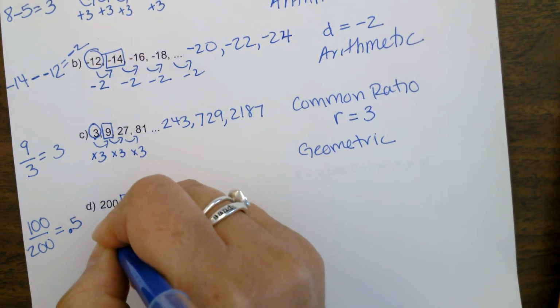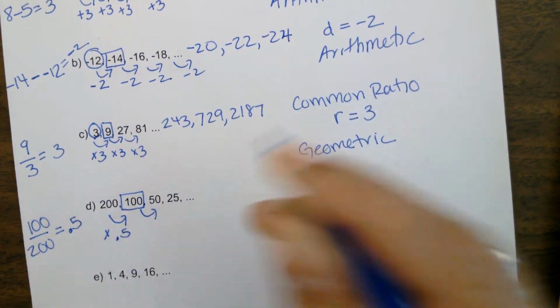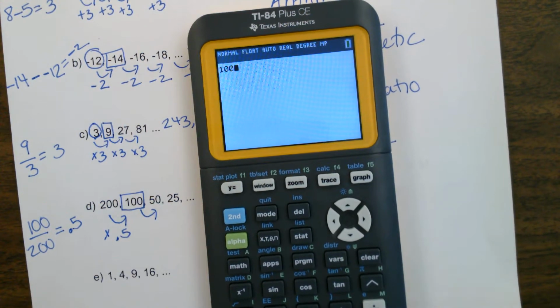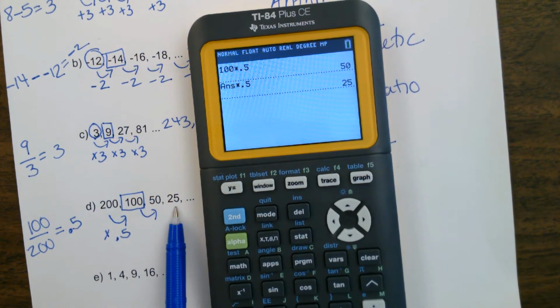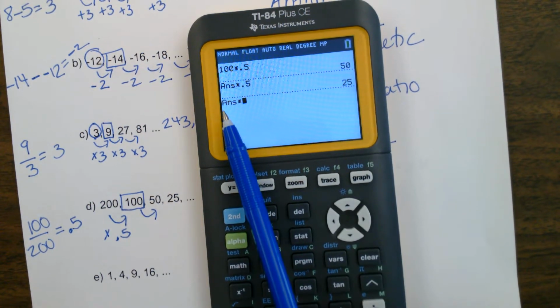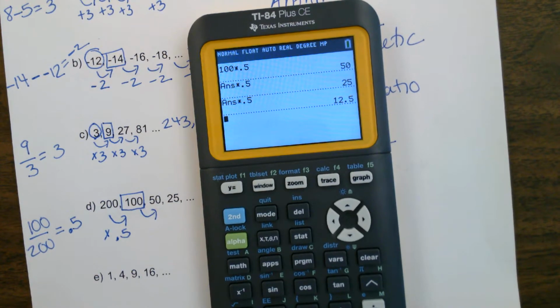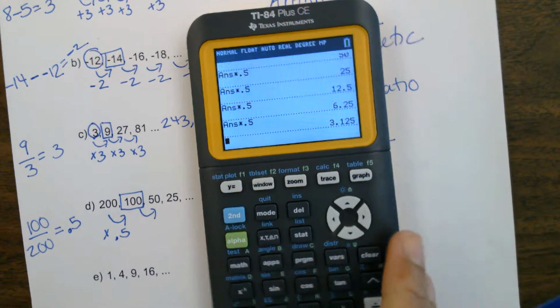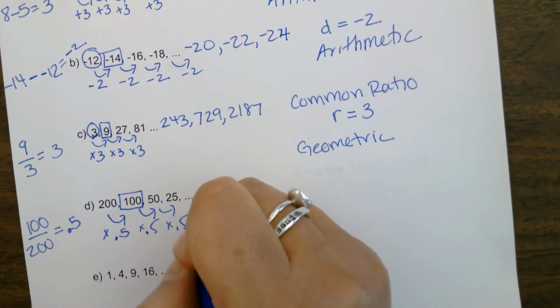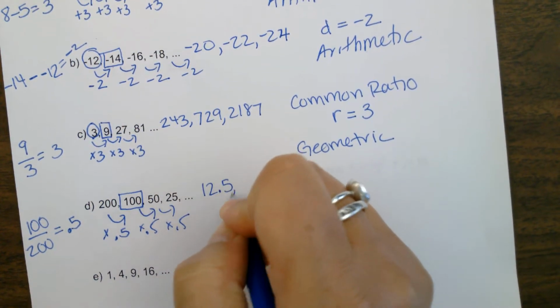So we're multiplying by 0.5. Let's try multiplying 100 by 0.5 and seeing what happens. So 100 times 0.5 is 50, 50 times 0.5 is 25. This works. Now notice if I press the times, it will bring down my answer. And I can just simply keep multiplying it by 0.5 to get my next 3 terms, 1, 2, 3. So times 0.5, times 0.5. Let's write down those next 3 terms.